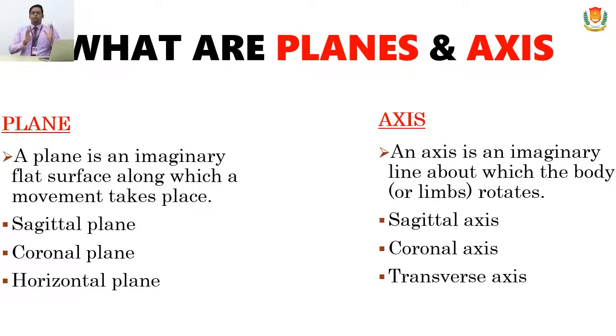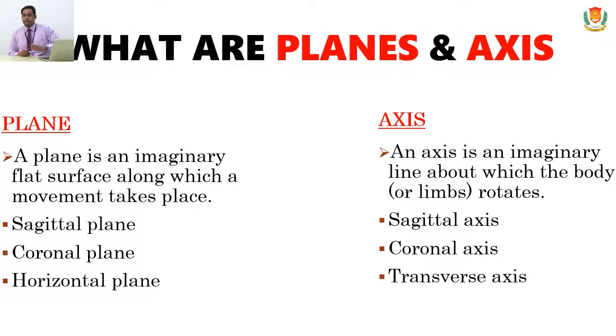To be more precise, if I am talking about an angular motion, I require an axis to have an angular motion. In my last lecture I also had a word regarding torque, angular motion, and fulcrum. So axis is an imaginary line around which the movement takes place. I compare it with the plane: the plane is a surface and the axis is a line.